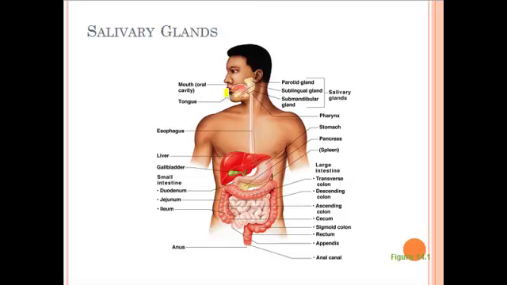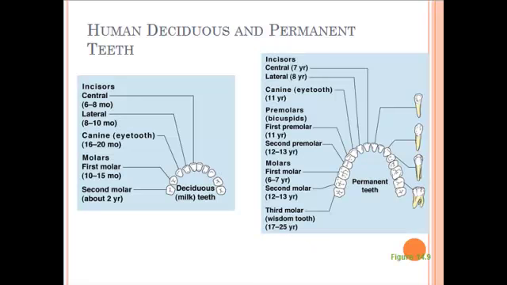We have our teeth, of course, in our mouth. We have the salivary glands here that we'll look at. And then down below we have the liver, the gallbladder, and the pancreas is located here. So let's first look at the teeth.